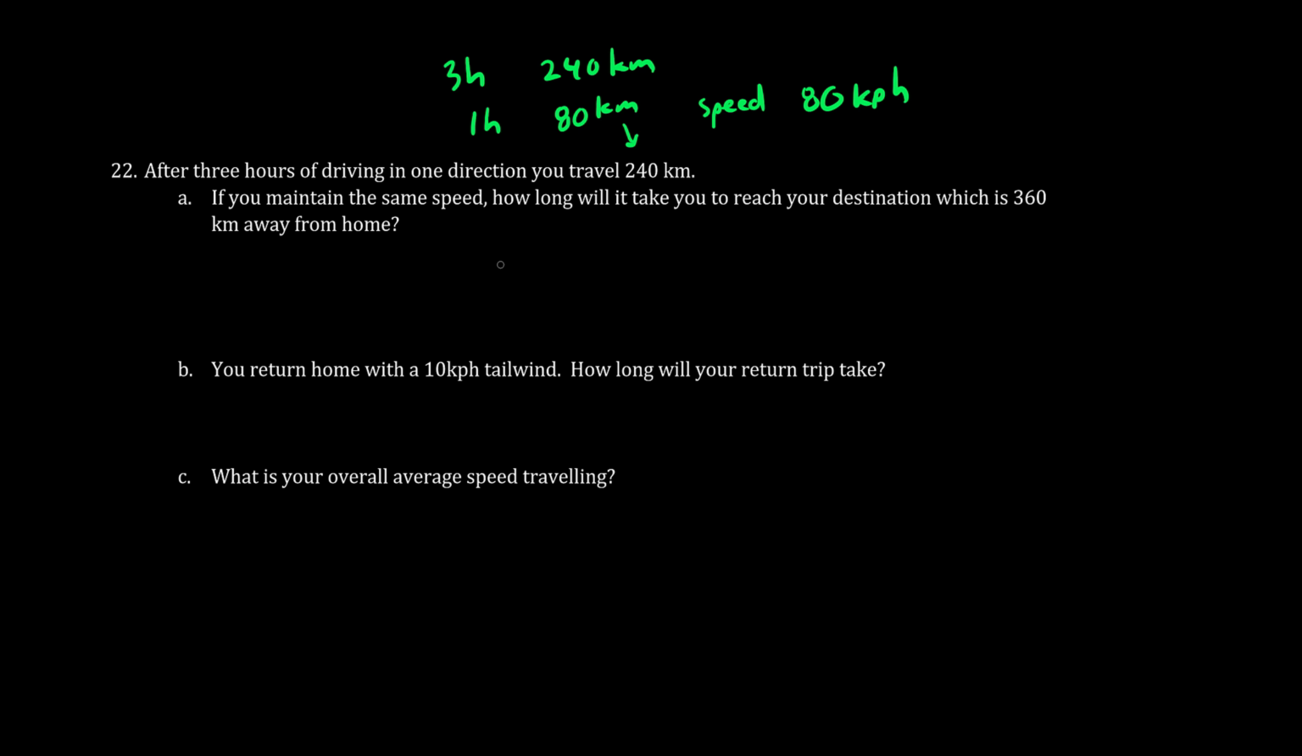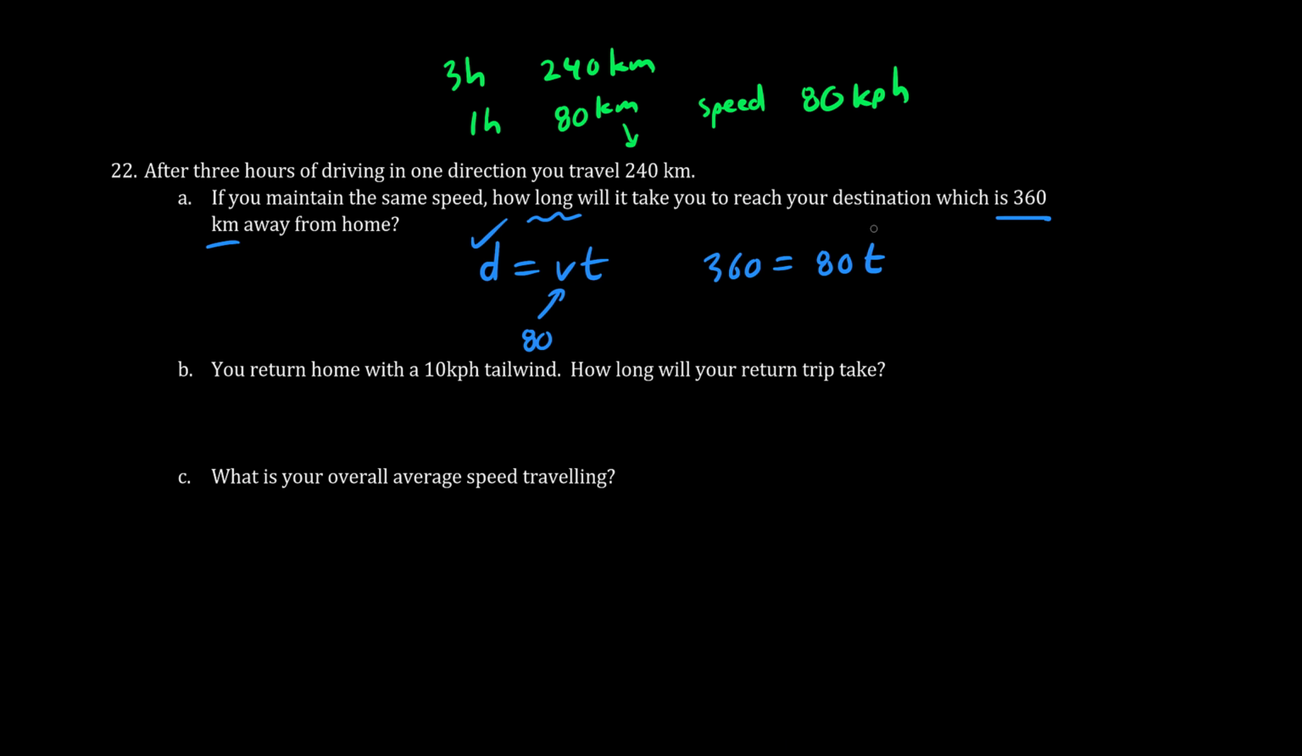And for these types of problems, it's good to know the formula: distance equals velocity times time. And we know the velocity or the speed is 80. And the question here is saying the distance we want to travel is 360 kilometers away. So the distance is given here. So 360 equals 80t. And the question is how long?